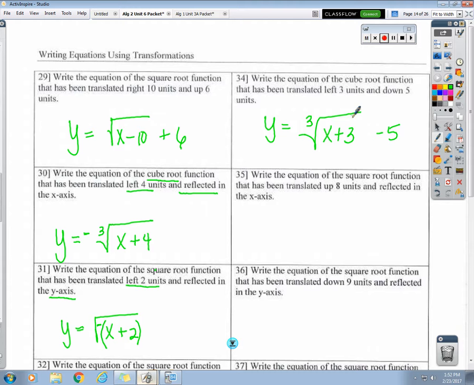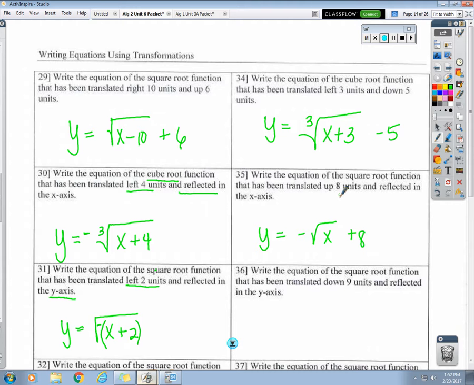All right, y equals the cube root of (x plus 3) minus 5. That's what you should have got for 34. That's a shift of left 3. That's a shift of down 5. And then there were no reflections. The slope was normal because it didn't say anything about the slope being different. So that's the equation.